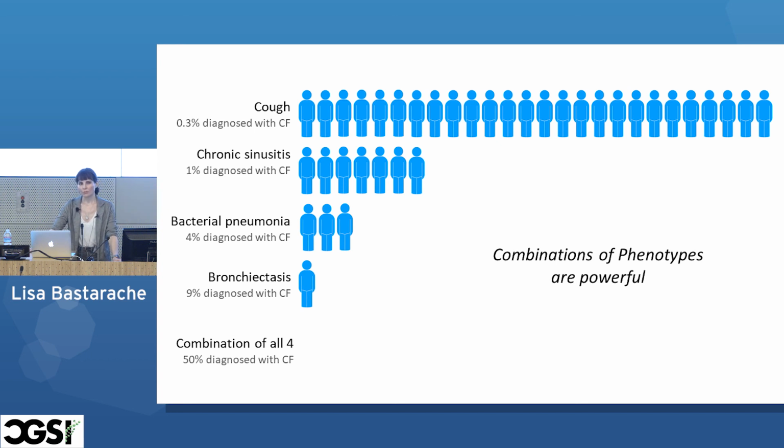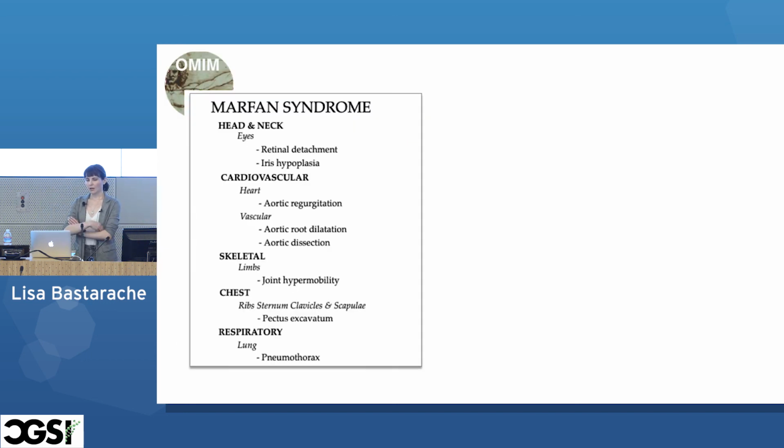This is to illustrate the point that combinations of these phenotypes can be very powerful, and I think can be used as a way of helping to augment the process of diagnosis that clinicians are doing every day. So to describe a method that we've developed around this, I'll talk about another Mendelian disease that maybe you guys have heard about, Marfan syndrome. It's a connective tissue disease. Some people think Lincoln had it. I'm not sure if the jury's still out on that.